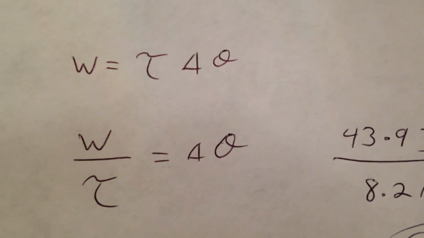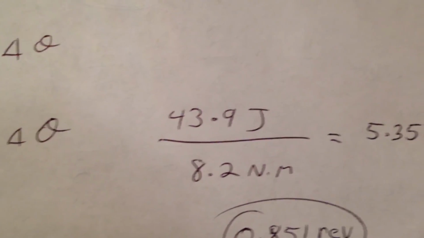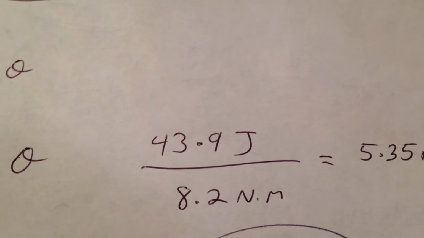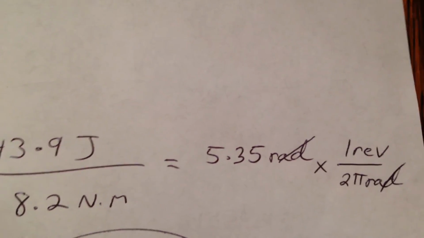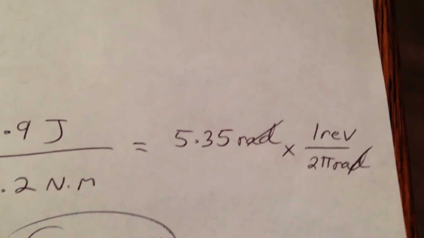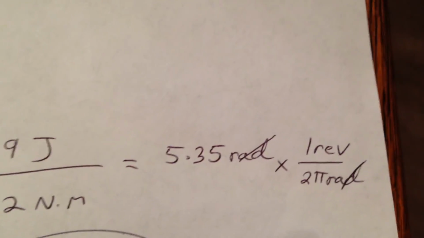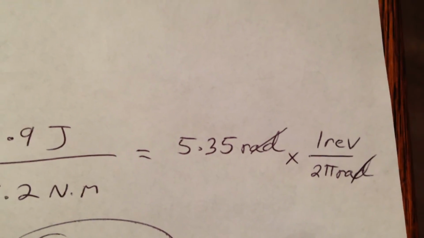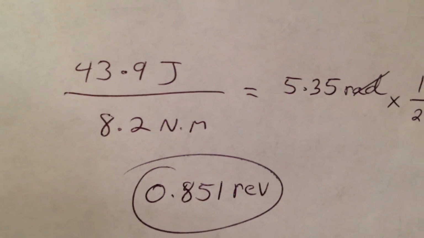So we just calculated what the work is, and that's 43.9 divided by the torque, which was given, 8.2. Theta comes out to be 5.35 radians, but they want it in revolutions. So I needed to convert to revolutions, and that's 5.35 divided by 2 pi radians to get 0.851 revolutions for part B.